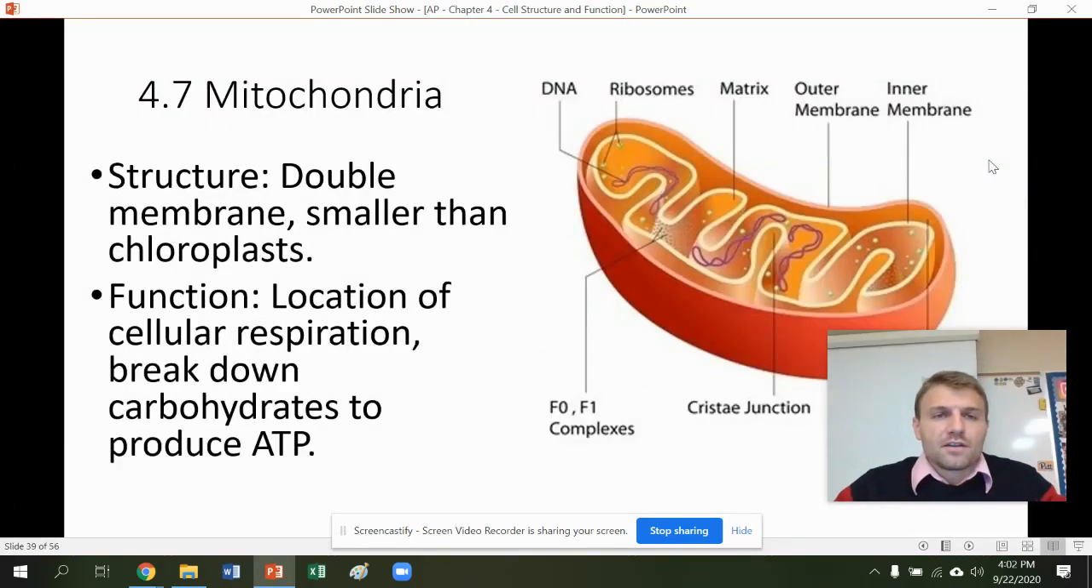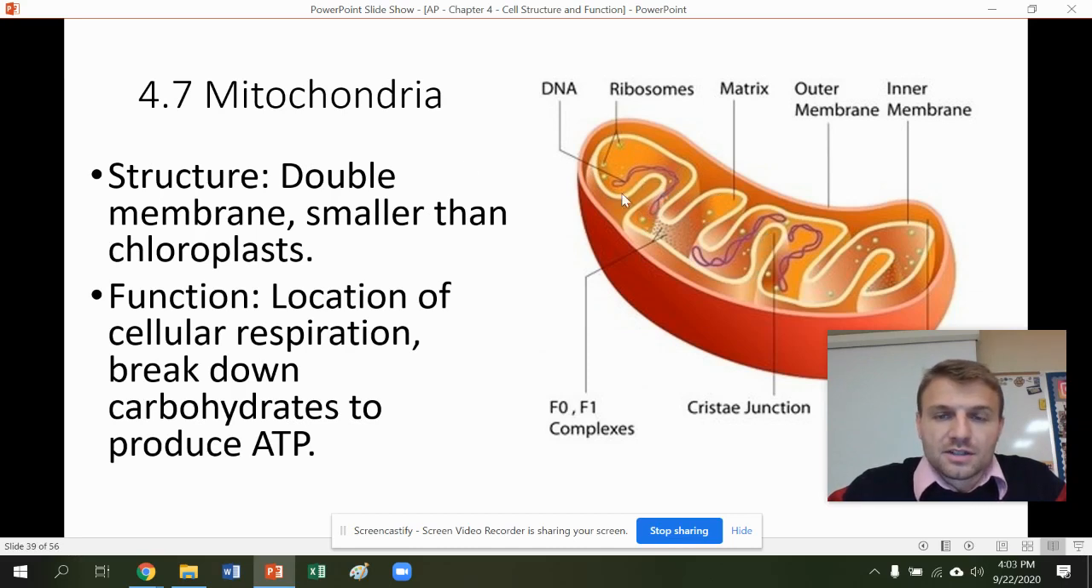Probably one of the more favorite organelles in a cell is the mitochondria. These guys, again, are going to be really important going forward, but we're just going to see a quick overview of mitochondria now. Again, they have that double membrane. Remember that double membrane is from the endosymbiotic theory. The outside of this membrane is the eukaryotic cell that envelops the prokaryotic cell, which is the inner membrane here.